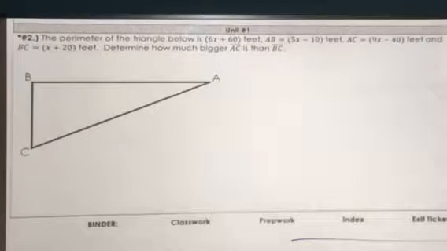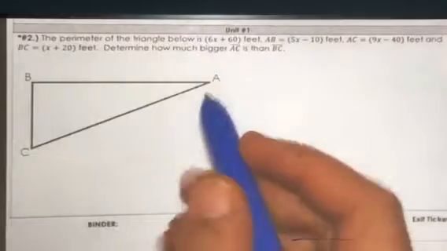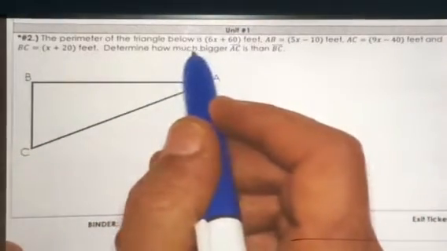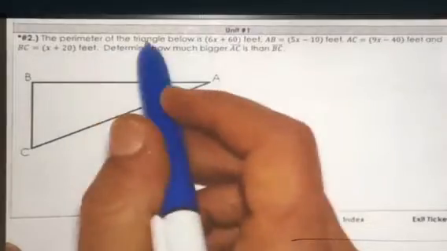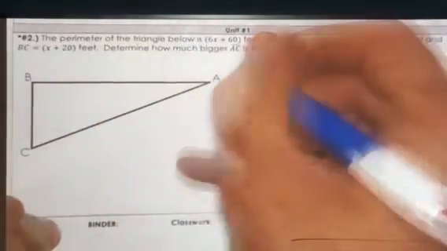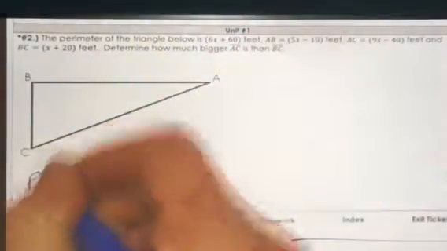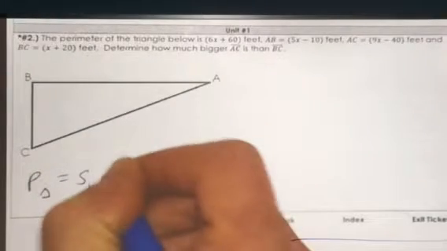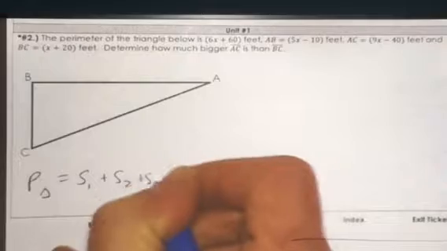Okay, question number 2 is the kind of question that we want to see all students getting correct. It's a very basic question, however, we need to read carefully to make sure we know what's being asked. So the perimeter of the triangle below, that's side 1 plus side 2 plus side 3.